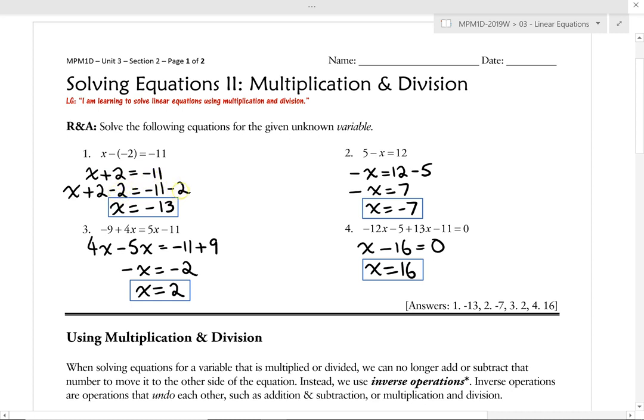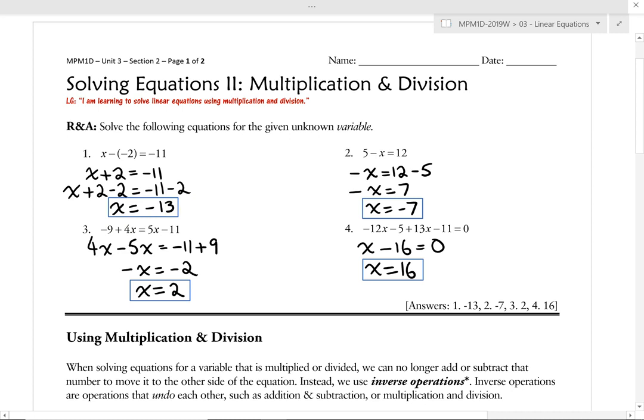Now, you don't have to show this step, right? Really what can happen is you can just move this plus 2 to the right and make it negative, right? Which is essentially what happens, right? X plus 0 is equal to negative 11 minus 2, and that becomes x equals negative 13.